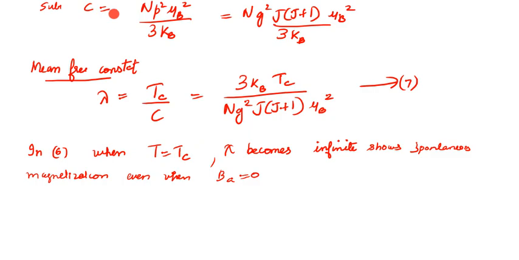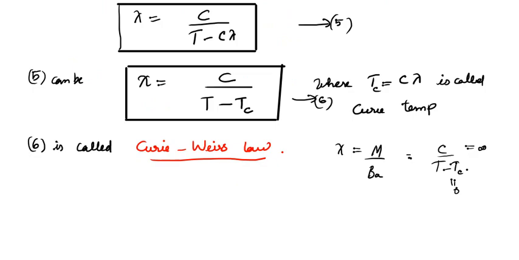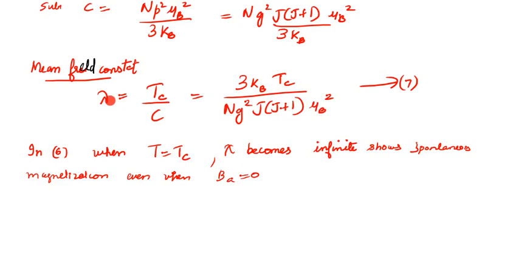The value of C from quantum theory of paramagnetism, the Curie constant, is N p squared mu B squared by 3 kB, where p is the effective number of magneton, g into j into j plus 1 the whole raised to half. Therefore, this is the equation for Curie constant. From this, we can determine the mean field constant lambda. We substituted lambda C as Tc. Therefore, lambda equals Tc by C. From the equation, we can substitute the value of C. Therefore, lambda becomes 3 kB Tc by N g squared j into j plus 1 mu B squared.